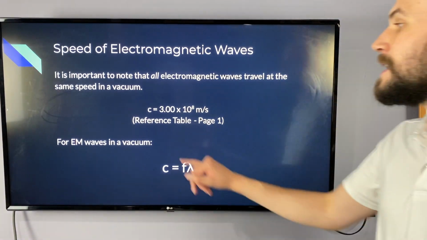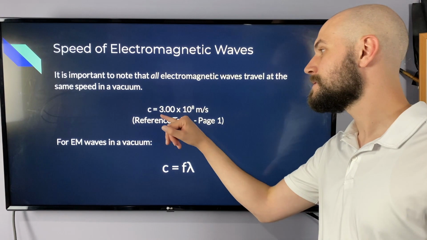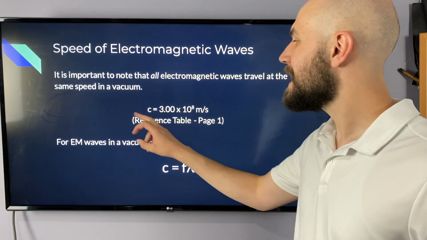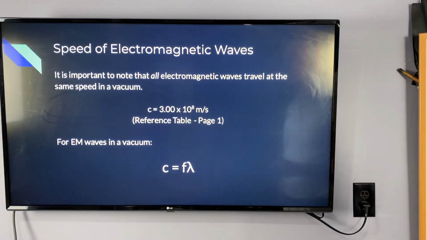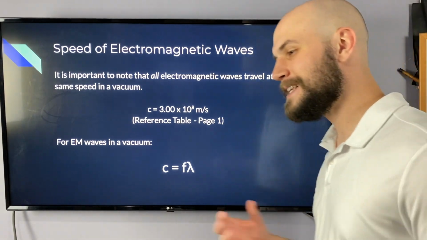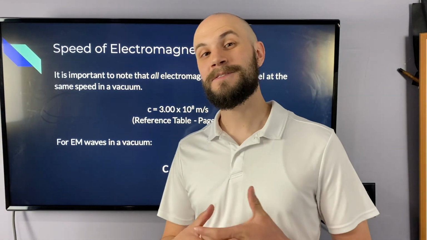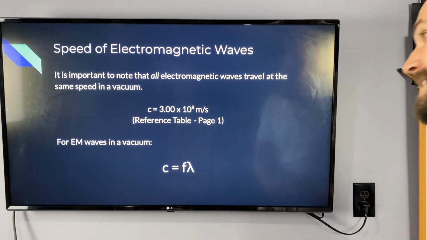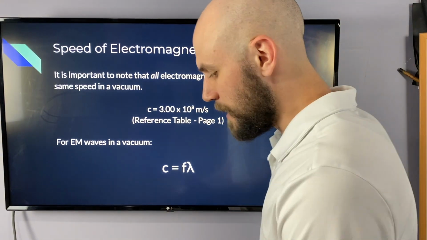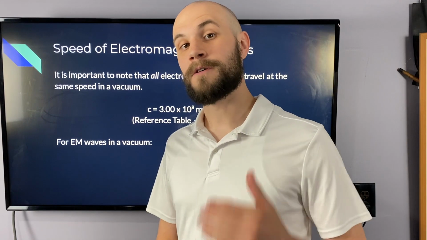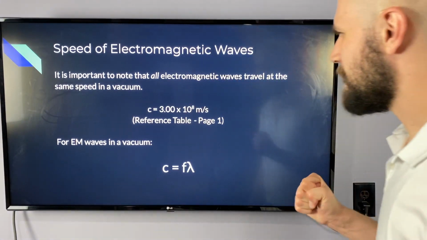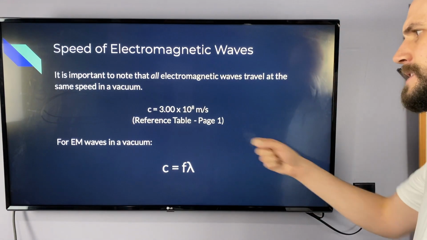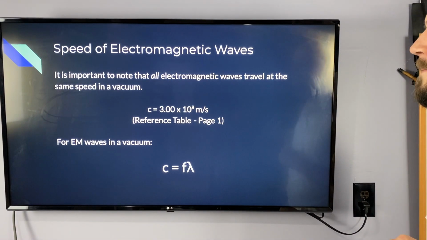But inside of a vacuum, light travels at the speed of light, which is 3.0 times 10 to the 8 meters per second. We use lowercase c to denote the speed of light in a vacuum. There's a few different ideas of why we use c. Some say because it's a constant, right? So lowercase c for constant, speed of light in a vacuum. It could also come from the Latin word for light, which I don't remember off the top of my head, but we use lowercase c to denote the speed of light in a vacuum. And because it's a constant, we can find this on our reference table at page 1.